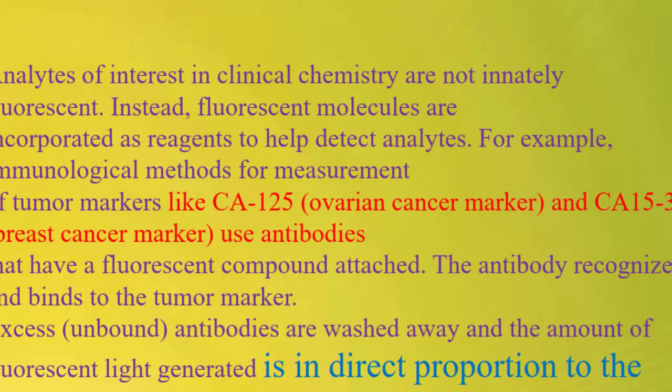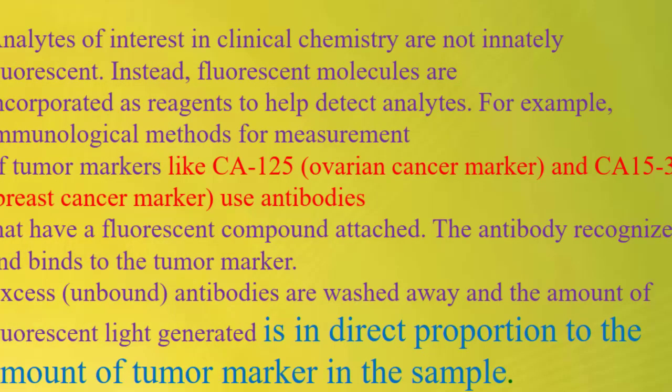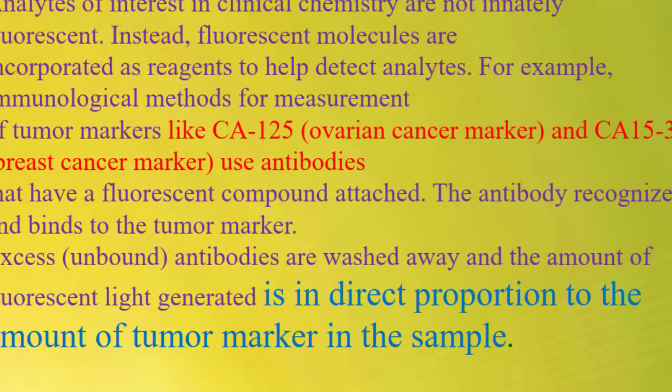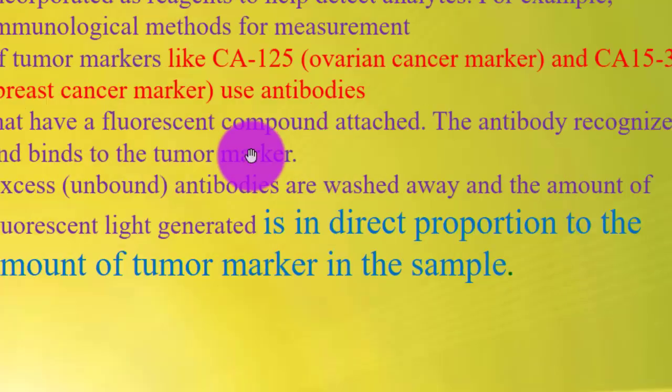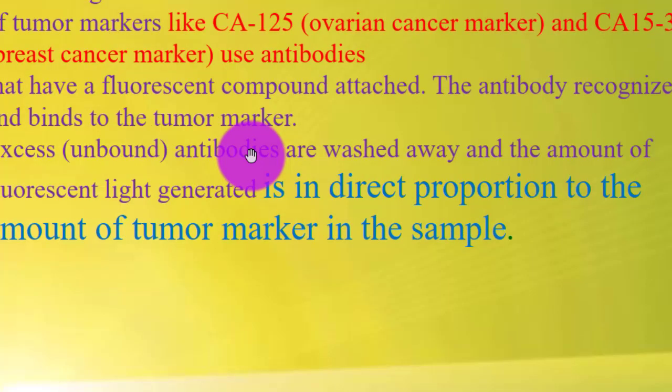Analytes of interest in clinical chemistry are not innately fluorescent. Instead, fluorescent molecules are incorporated as reagents to help detect analytes. For example, immunological methods for measurement of tumor markers like CA125, an ovarian cancer marker, or CA15-3, a breast cancer marker, use antibodies that have a fluorescent compound attached.